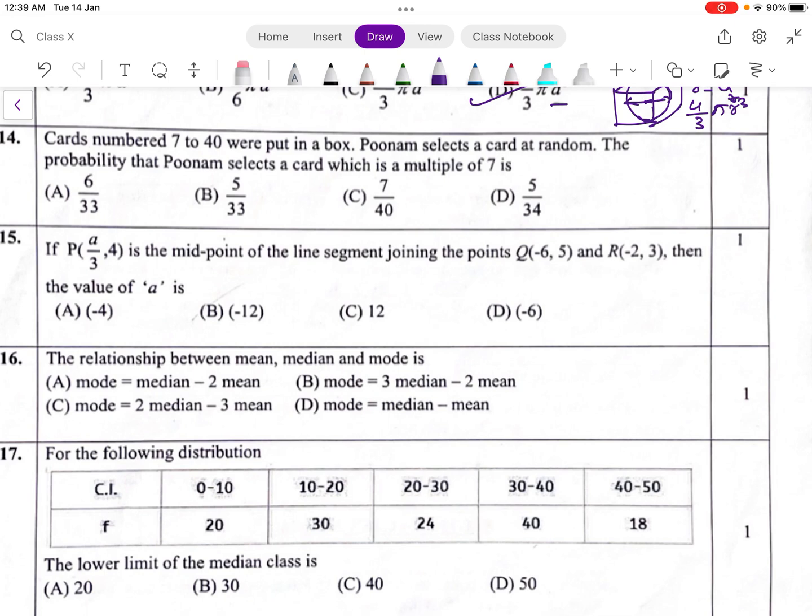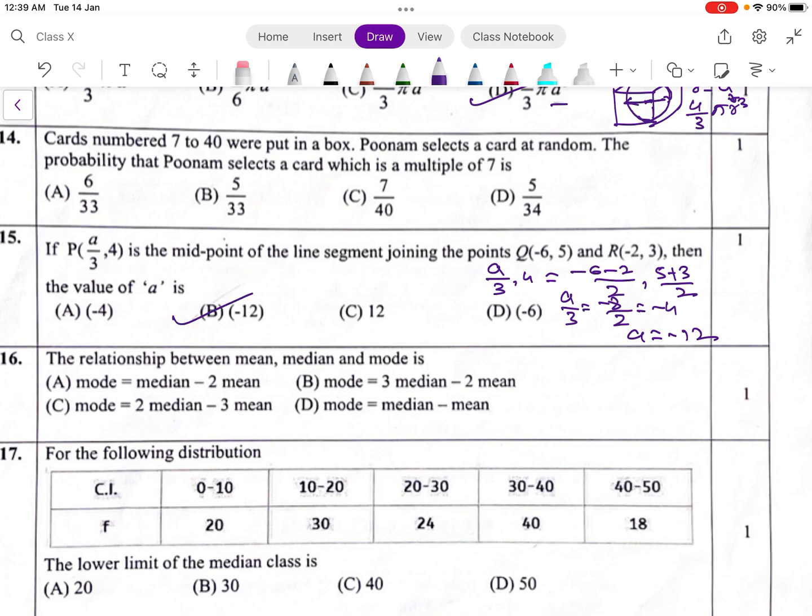Whenever we write the midpoint, you have to take the sum of the first values divided by 2 comma the sum of the second values divided by 2. We want only a, so let us write a by 3 equals minus 8 by 2, which is nothing but minus 4. So a is minus 12. So that is the correct option.